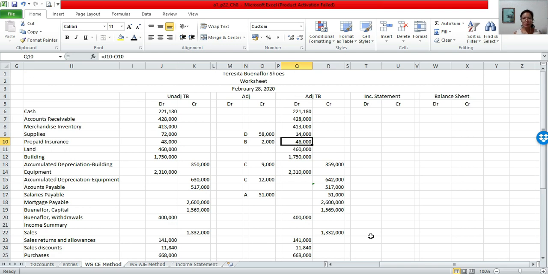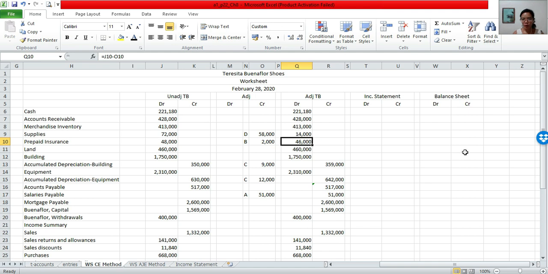And so now comes the part where we fill in the income statement and the balance sheet. What do we need to remember when we fill out the income statement and the balance sheet? Well, the income statement would include all of your nominal accounts, except the drawings. So nominal accounts would include, of course, revenues and expenses. The balance sheet, on the other hand, would include all the real accounts: assets, liabilities, equity, including the drawings.